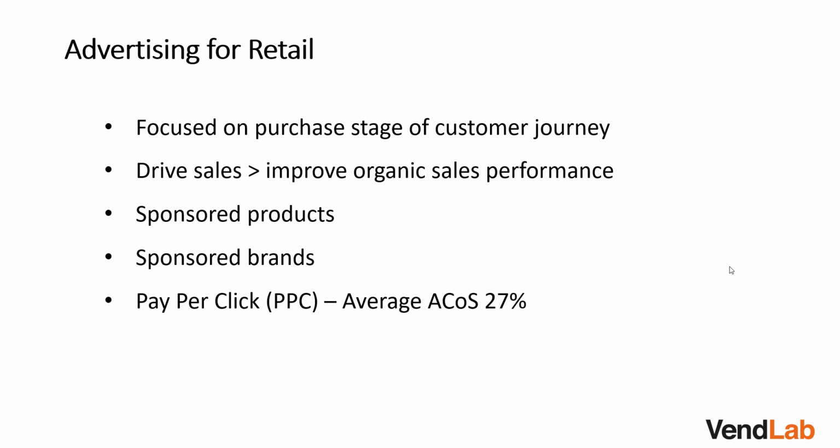Both of these programs are charged on a pay-per-click basis. That means that the customer chooses the amount of money that they want to spend on a click, and they are charged every time an advert is clicked. The average advertising cost of sale is 27%. That means that for every £1 of revenue, the average advertiser will spend 27 pence on advertising if they use this program. Any spend on advertising is on top of the Amazon referral fee, which is typically 15% for items sold.